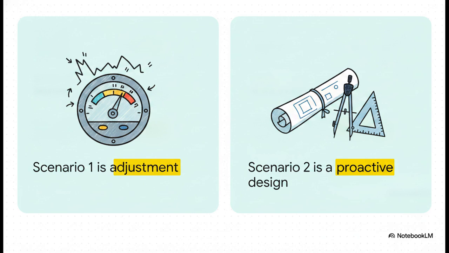The system basically guessed based on available capacity and reacted on the fly. Scenario 2, however, is a completely proactive design decision. In this setup, the flow drops specifically because of a system parameter that was baked into the coils from day one. Let's break down what that looks like.